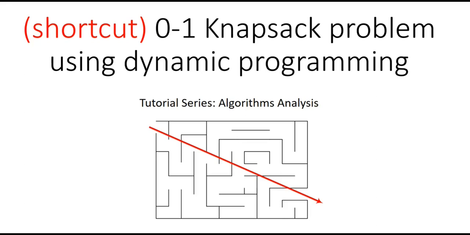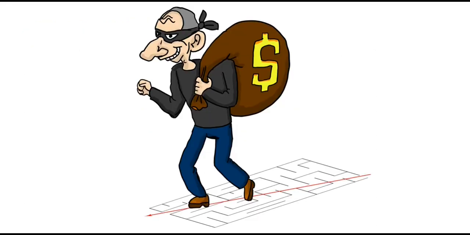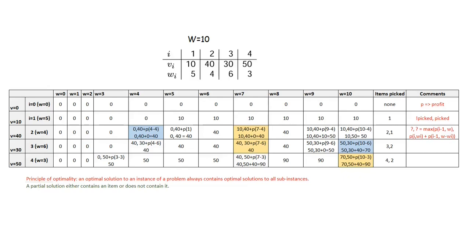In this video, I am going to explain a shortcut method to solve the 0-1 knapsack problem using the dynamic programming approach. If you are not familiar with the standard dynamic programming approach to solve the 0-1 knapsack problem, then I strongly suggest you watch my previous tutorial on it. Its link is given above. So here I am using the same example that I used in my previous tutorial.